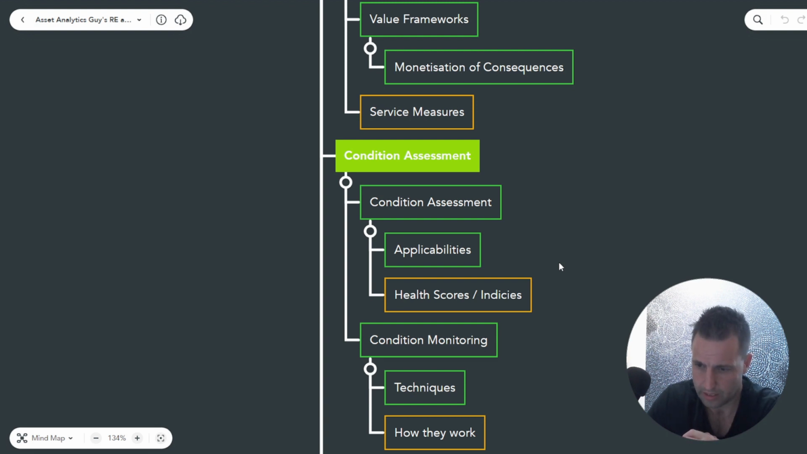So condition monitoring: understanding the different types of ConMon techniques, from thermography to vibration analysis to current draw signature analysis, there's a whole load of them. They're basically tools that you can use to get more information. So having a really good grasp of all the different tools that are out there to get more information about your assets out in the field is fundamental.